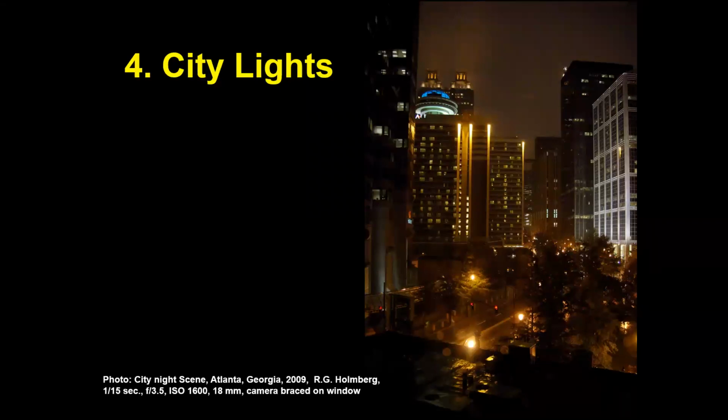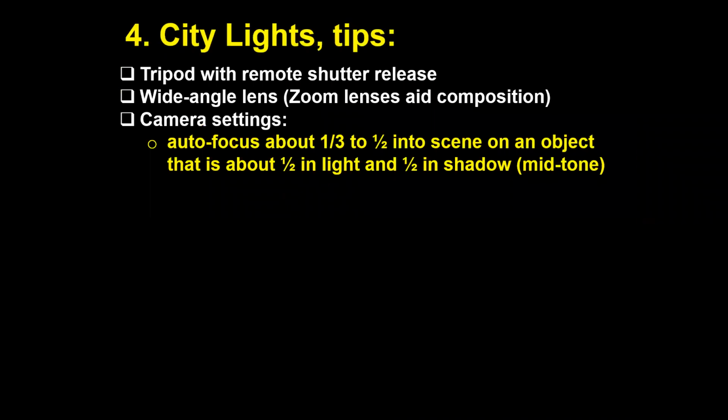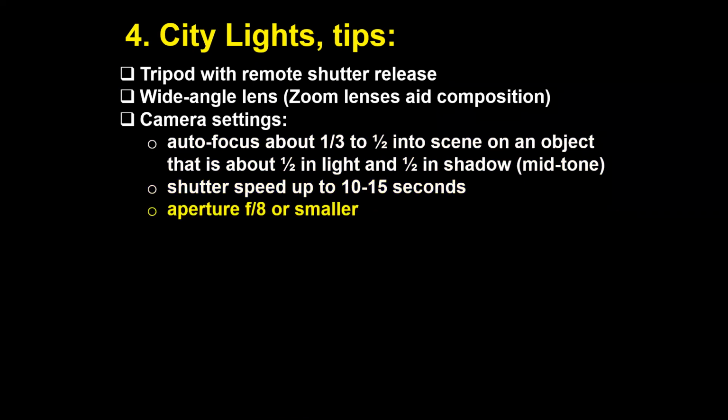The next one is city lights. And here are the tips for those, the same sort of things that we've used for other low light photography. You can focus or autofocus about a third to a halfway into your scene on an object, and try and pick an object that is about half light and half dark, a mid-tone, so that you get the exposure right. And shutter speeds 10 to 15 seconds.